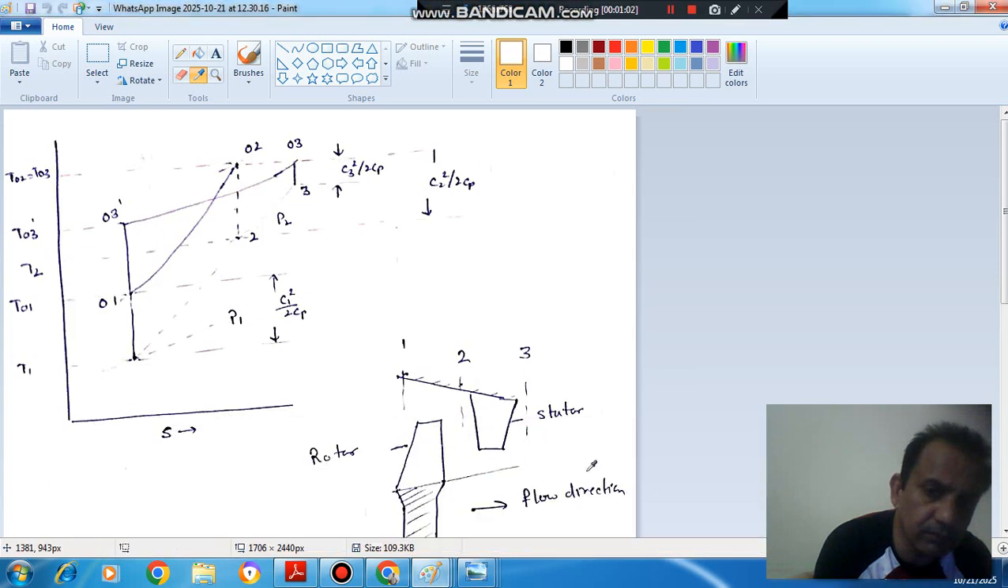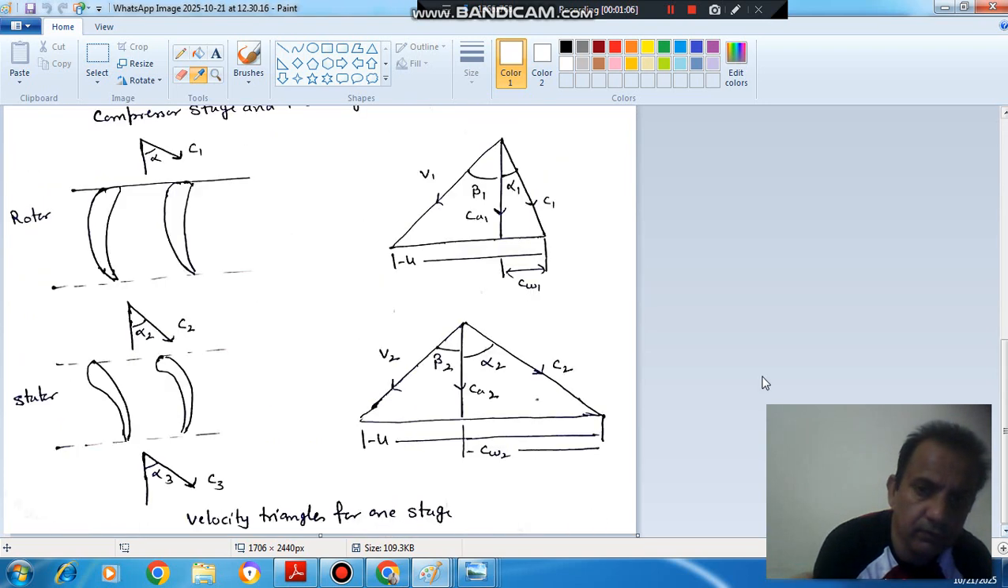Then we have drawn this velocity triangle. In the velocity triangle, C1 is your absolute velocity at an angle alpha 1 at the entry of the rotor, which has two components, CW1 and CA1. V1 is the relative velocity at the entry, making an angle beta 1 with the axial direction, and U is your rotor speed. And this is the outlet velocity diagram.